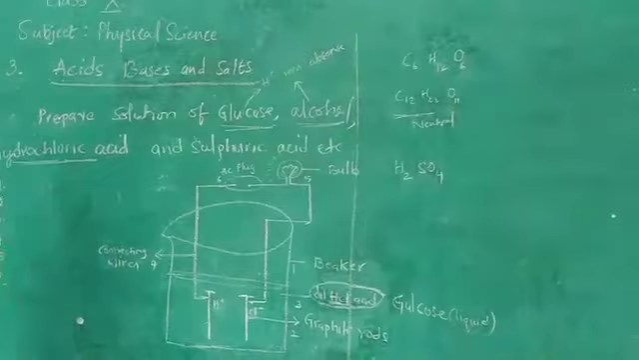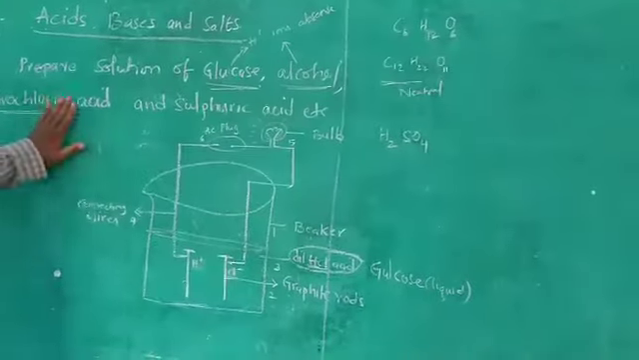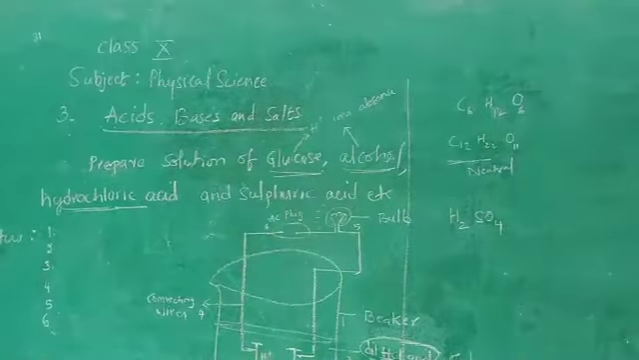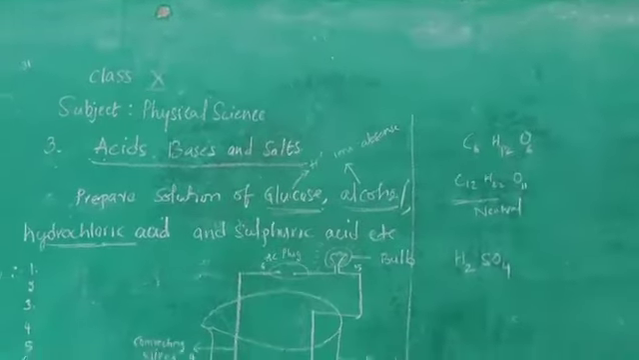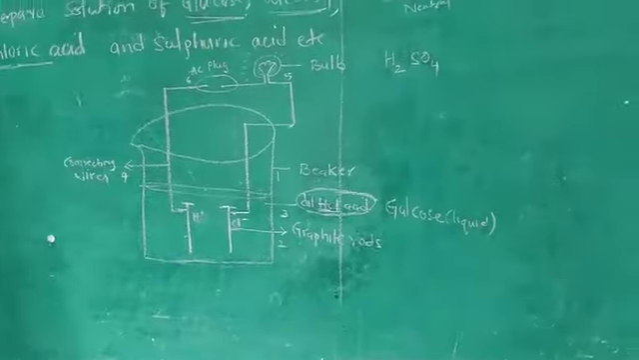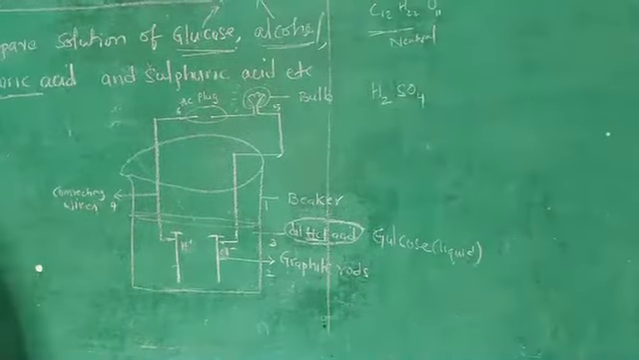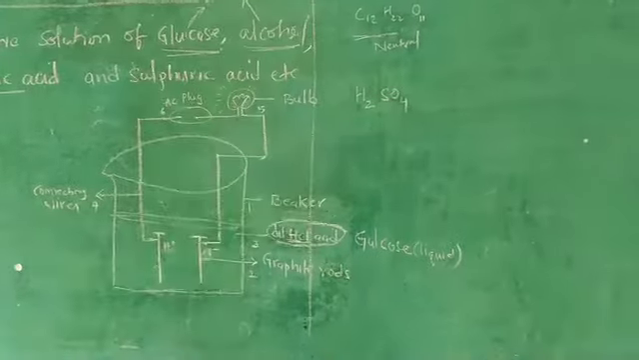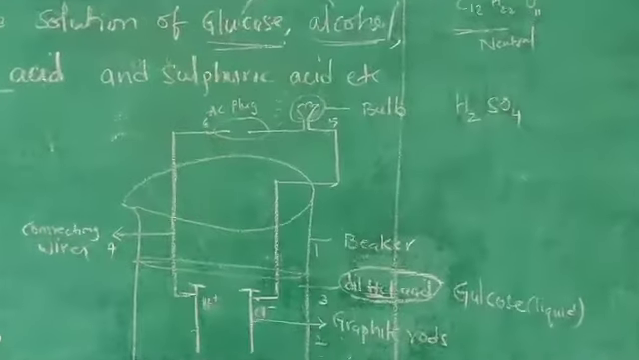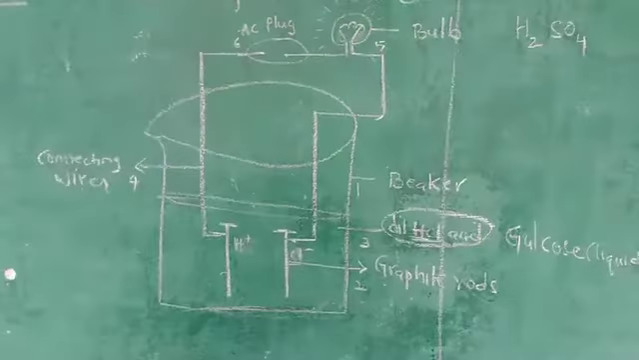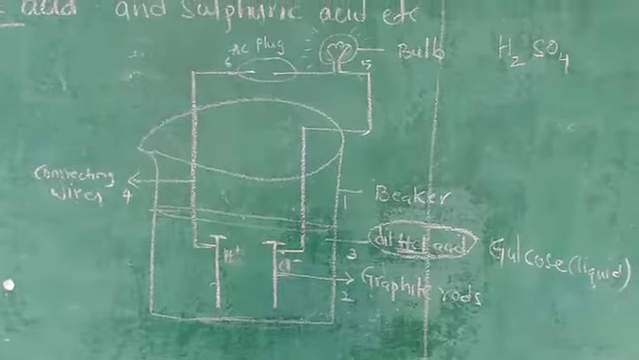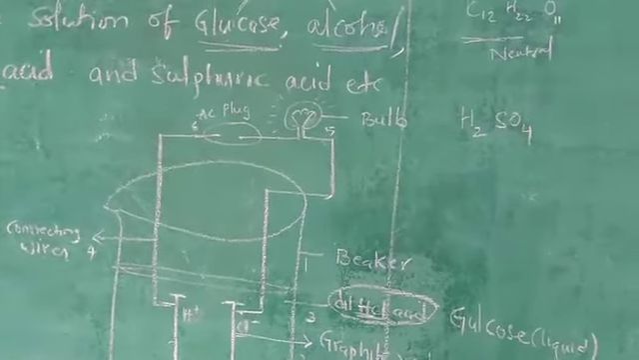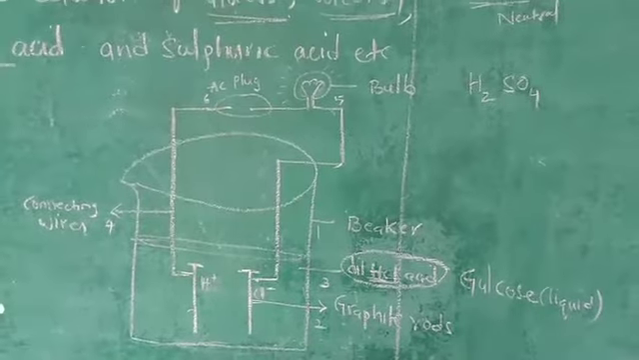Now we are going next to bases. Now this is about H plus ion dissociation. See the diagram, children. See this diagram. Note it down. The diagram for hydrochloric acid.